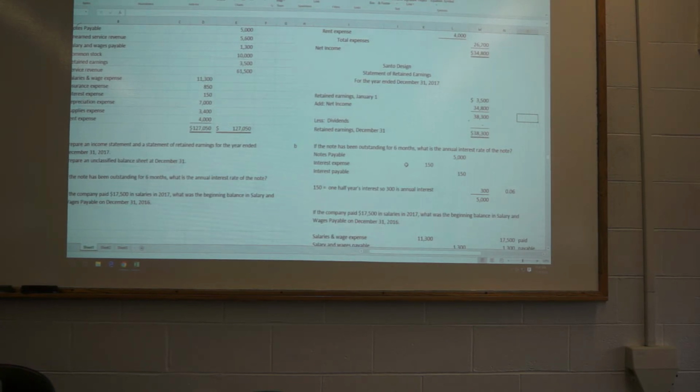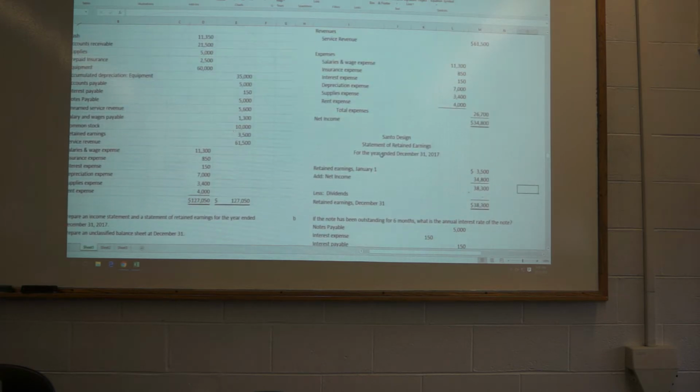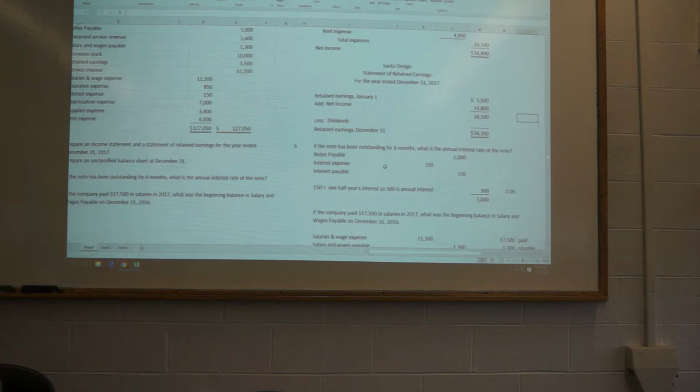the interest rate? So you have to go back up to the adjusted trial balance. You see your note payable amount, the face value $5,000. You get interest expense of $150, but $150 is half the year's interest. So $300 is the annual interest. So you divide the $300 by the $5,000 face value, 6%.